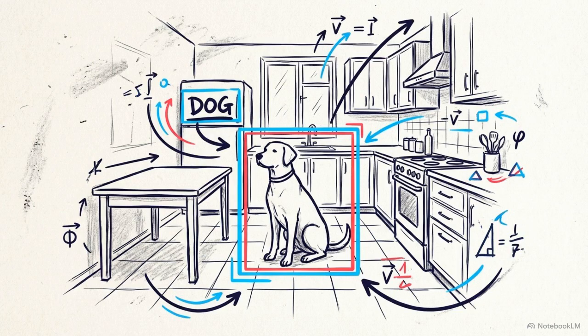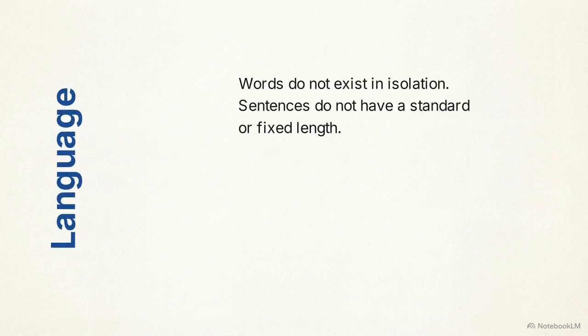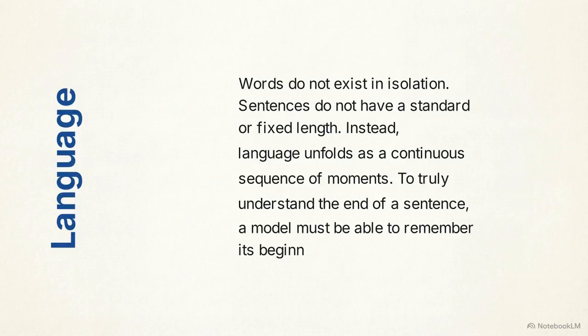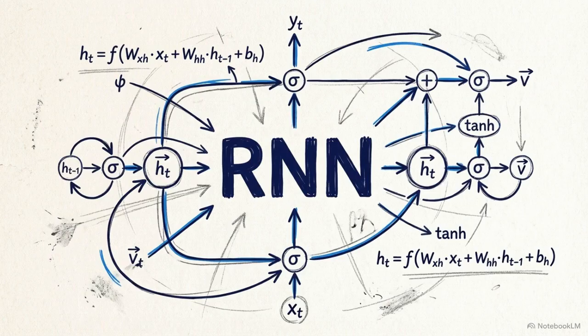That approach works well if you want a computer to recognize a single static picture, but it creates a problem for human language. Words don't exist in isolation, and sentences don't have a standard fixed length. To understand the end of a sentence, you have to remember the beginning. To solve this, computer scientists developed the Recurrent Neural Network, or RNN.